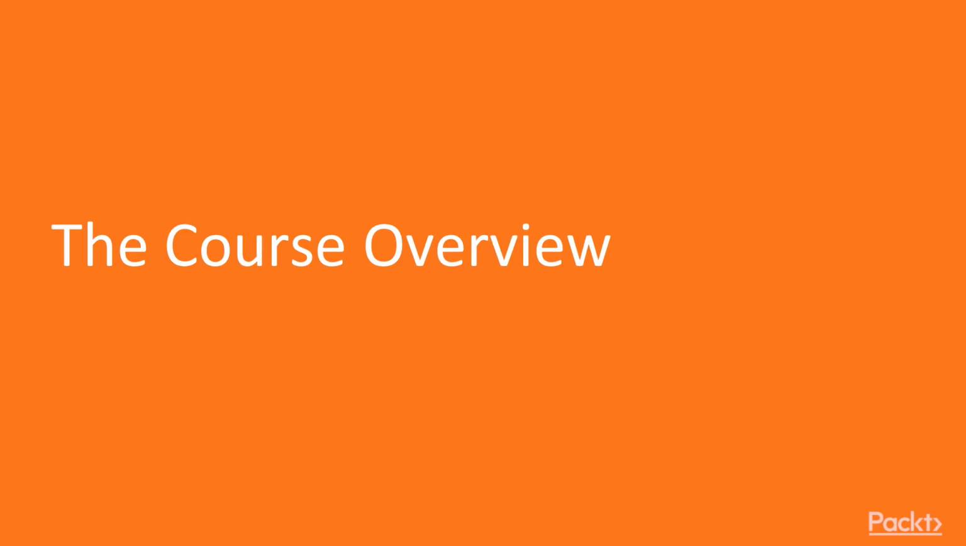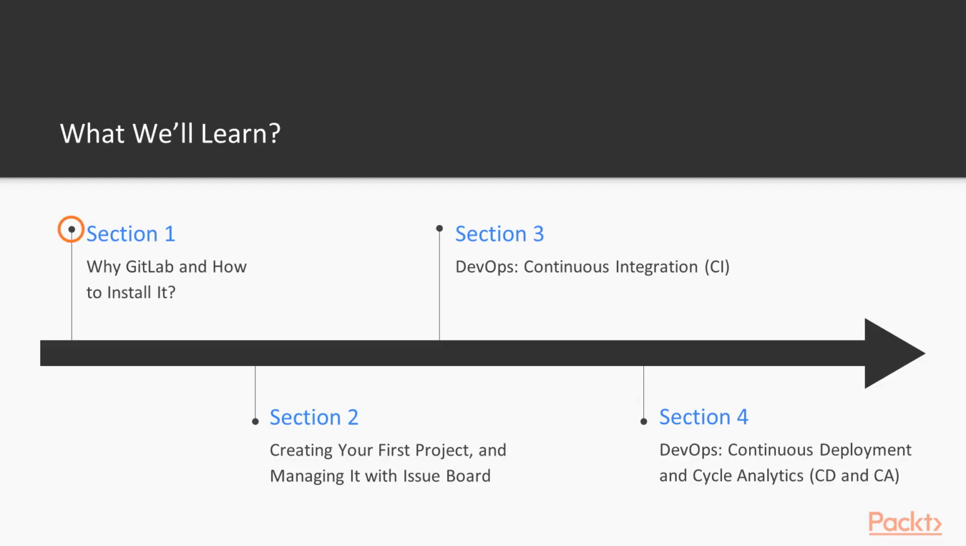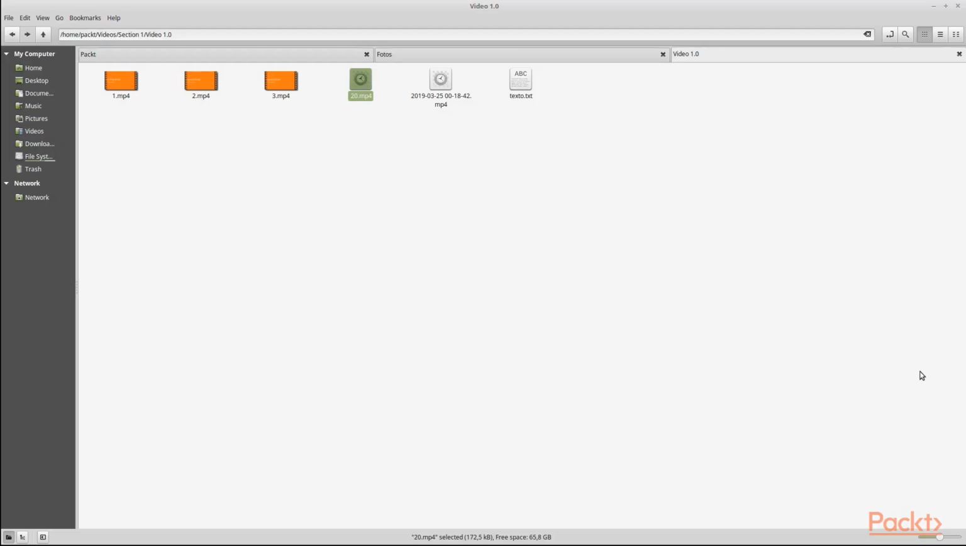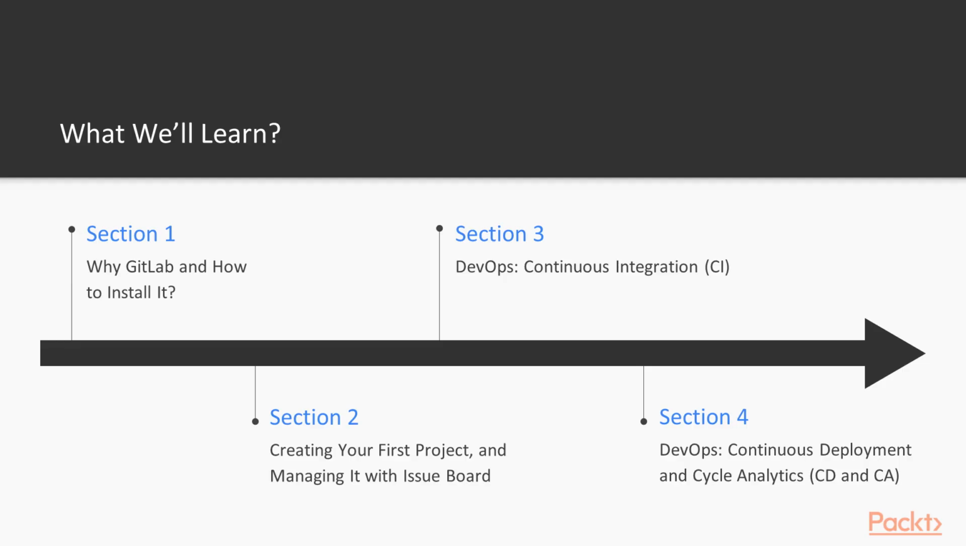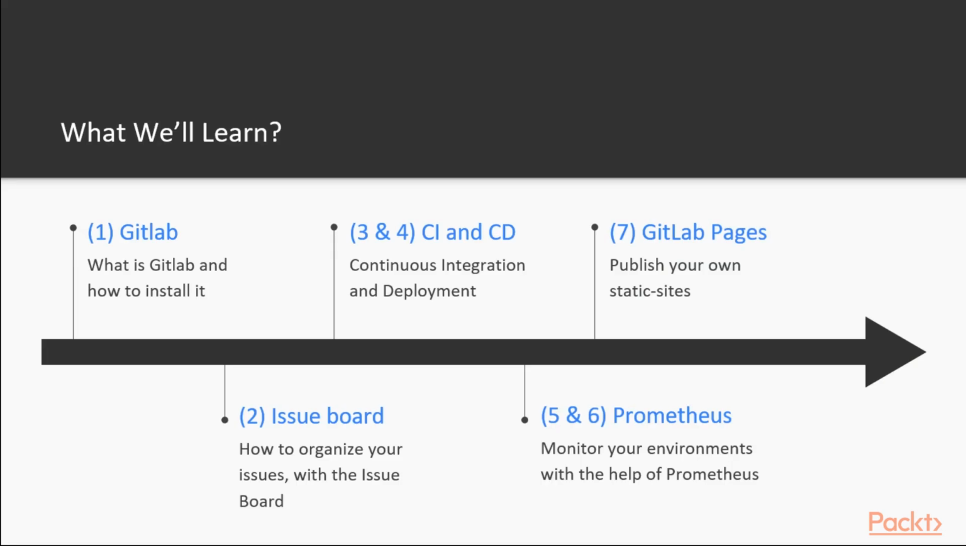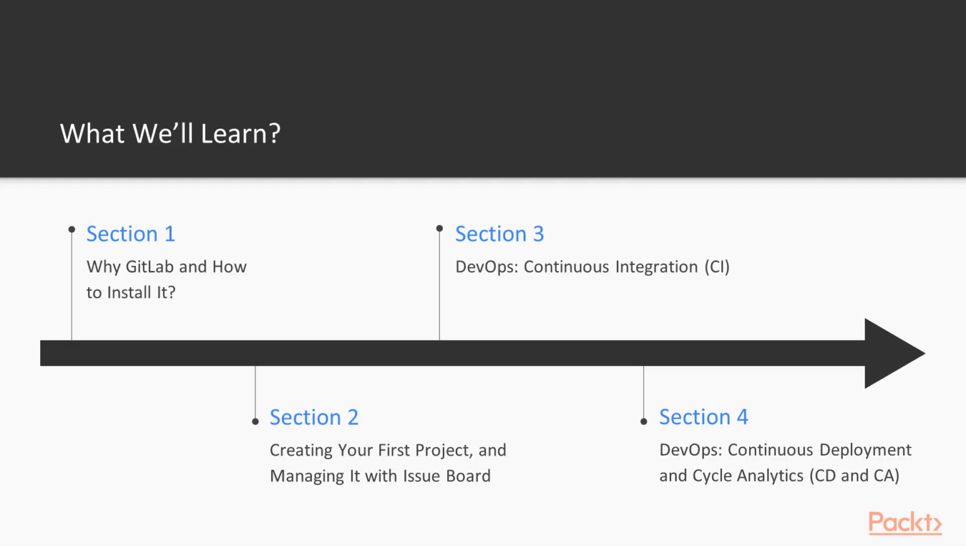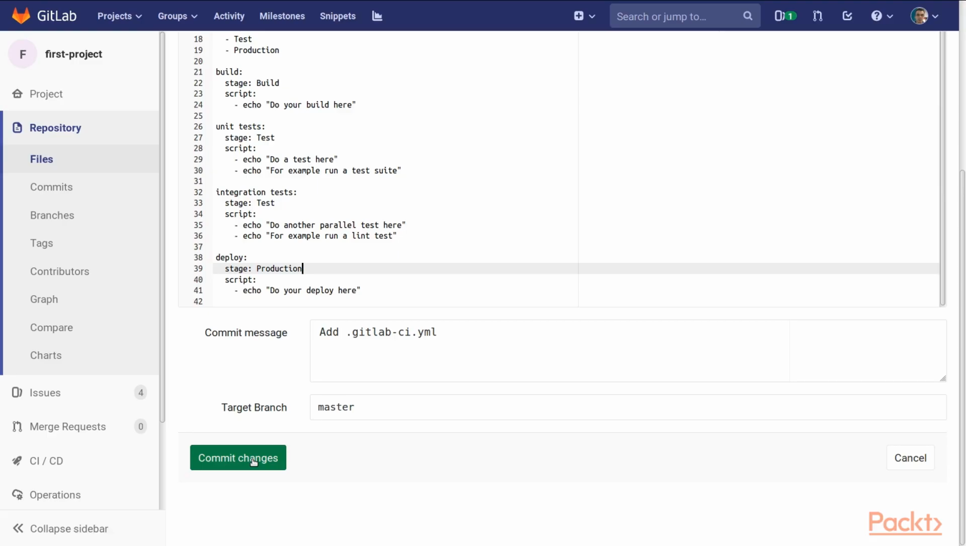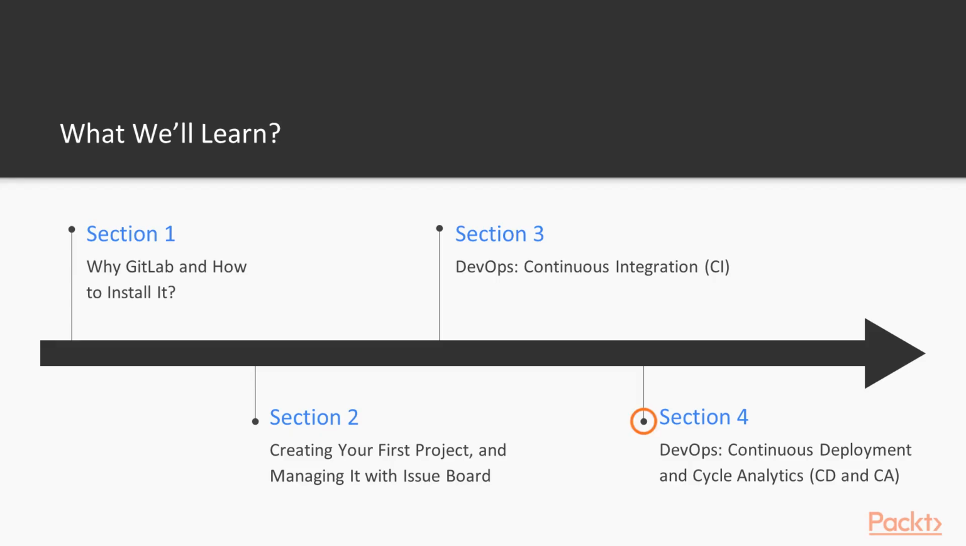Now, let's see the topics that we are going to cover in this course. In Section 1, you will learn what is GitLab and how to install it using Docker and Docker Compose, of course. Section 2 will present the issue board, a very elegant and intuitive way to organize issues in your projects. Sections 3 and 4 are really hot. In these sections, you will see how to implement continuous integration and continuous deployment using GitLab pipelines.